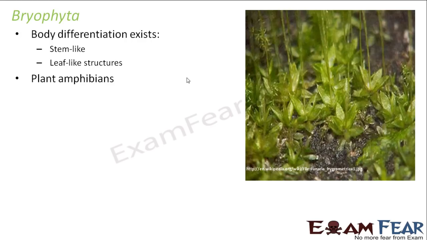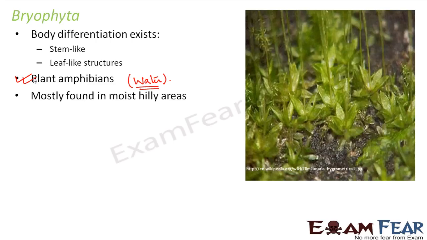These are known as plant amphibians. Why are they known as plant amphibians? Because even if they live in soil, they need water to complete their life cycle. So water is something which is mandatory for them. Water is crucial for the survival of bryophytes. Since they need both water and land, they are often known as plant amphibians. They are mostly found in moist, hilly areas. So that is their habitat.